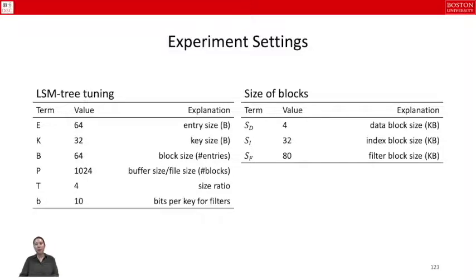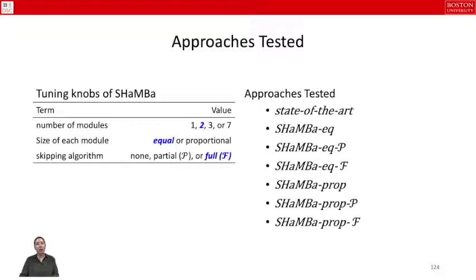To minimize the data retrieval cost, the size of a data block is 4 kilobytes, the size of the index is 32 kilobytes, and the resulting filter block is 80 kilobytes. There are 3 tuning knobs of Shamba: the number of modules in the modular Bloom filter, the size of each module, either equal or proportional to the memory budget, and the skipping algorithm, none, partial or full. We compare these variants of Shamba.